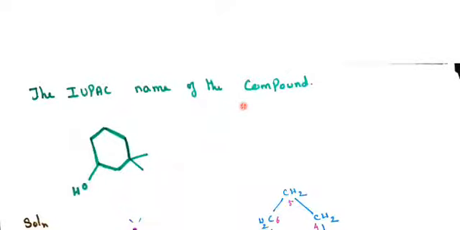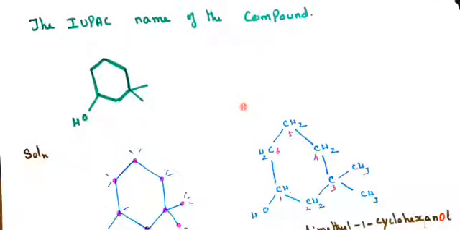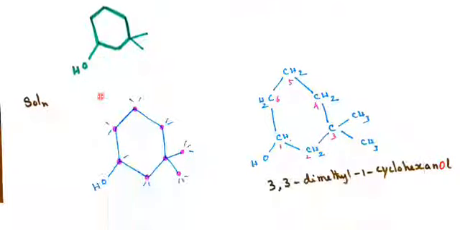Next, the IUPAC name of the compound. And these are examples for you. You just see and work it out, and don't look at the solution directly. Keep it as homework and do it. 1, 2, 3, 4, 5, 6, 7, 8 like that. You write, draw the carbons and try it.